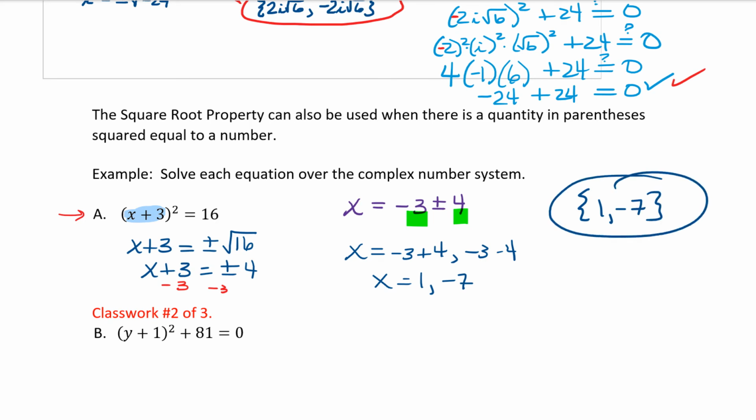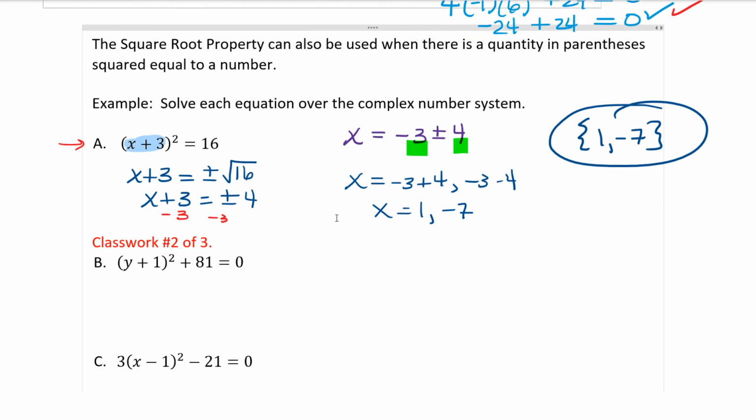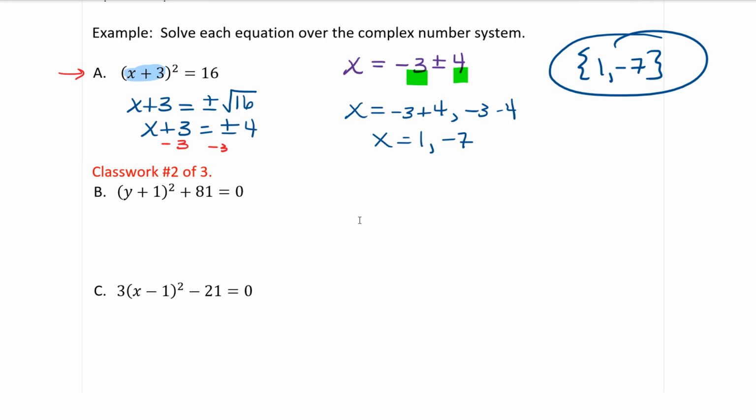All right, I'd like you to try part B. And for my class, this is classwork number 2 of 3. So this is something that's going to go on that sheet of paper that you're going to be taking a picture of and uploading to D2L. So go ahead and work y plus 1 quantity squared plus 81 equals 0. Give it your best shot, and then I will go ahead and pause the video and then I'll show you the solution.